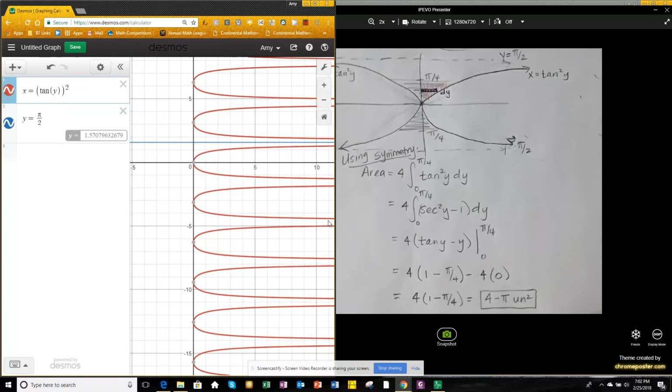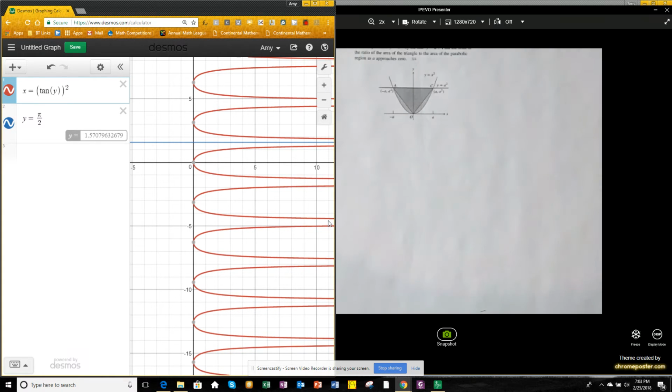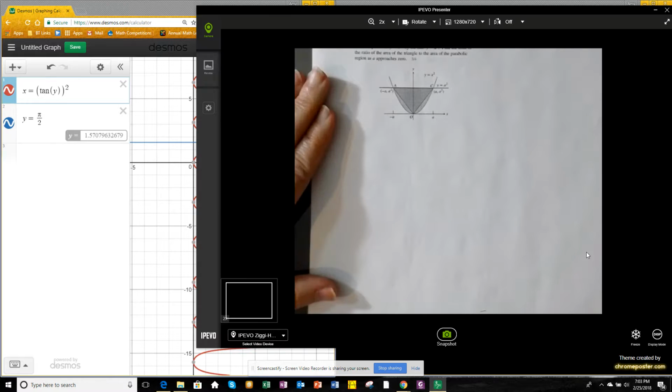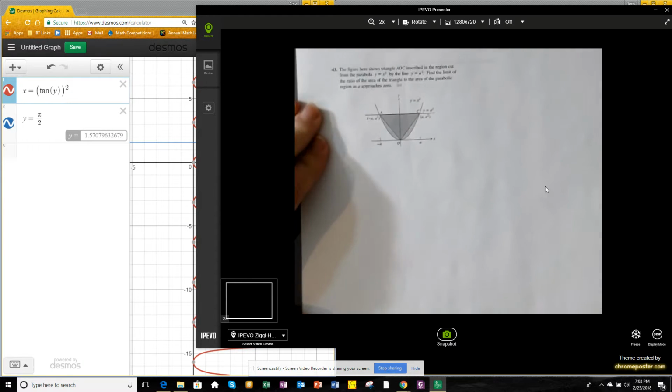Sorry about the hiccup there on the graph. Just a major malfunction, but we straightened it out. All right, next one. Now I'm going to make this one a little bit bigger.